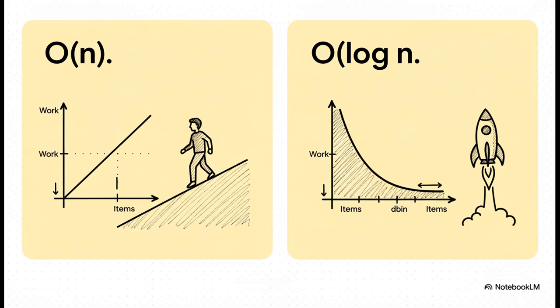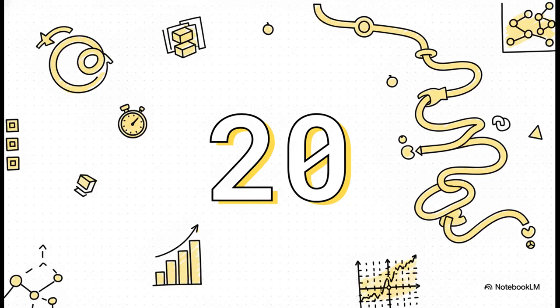The growth here is so incredibly slow. If you double the number of items in your list, you only add one single extra step. Just one. So what does that actually mean in the real world?